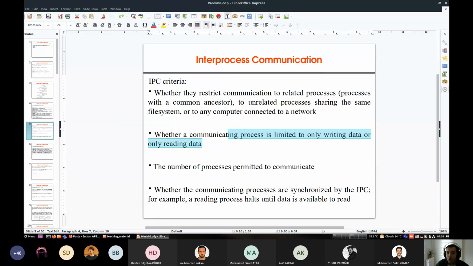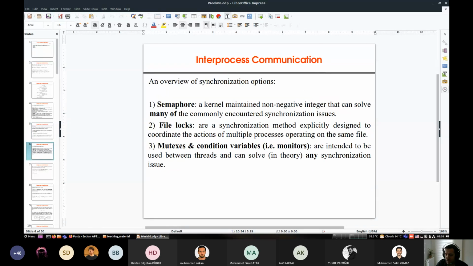And last, whether the communicating processes are synchronized or not. So does the mechanism that we use also come with integrated synchronization mechanisms? Hani eş zamanlama işini kendisi mi hallediyor bu mekanizma yoksa bizim mi bunu kurmamız lazım? These are the criteria that we use for categorizing communication mechanisms. Okay, now let's look at them.